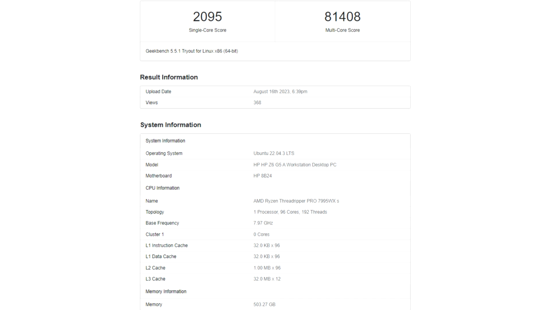While the benchmarking tool doesn't explicitly mention this, it does highlight a memory configuration of 503.27 GB (512 GB) in use. The CPU managed to score 2,095 points for single-core score and 81,408 points for multi-core score on Geekbench v5.5 for Linux, Ubuntu 22.04 LTS, making it one of the fastest CPUs in the database.